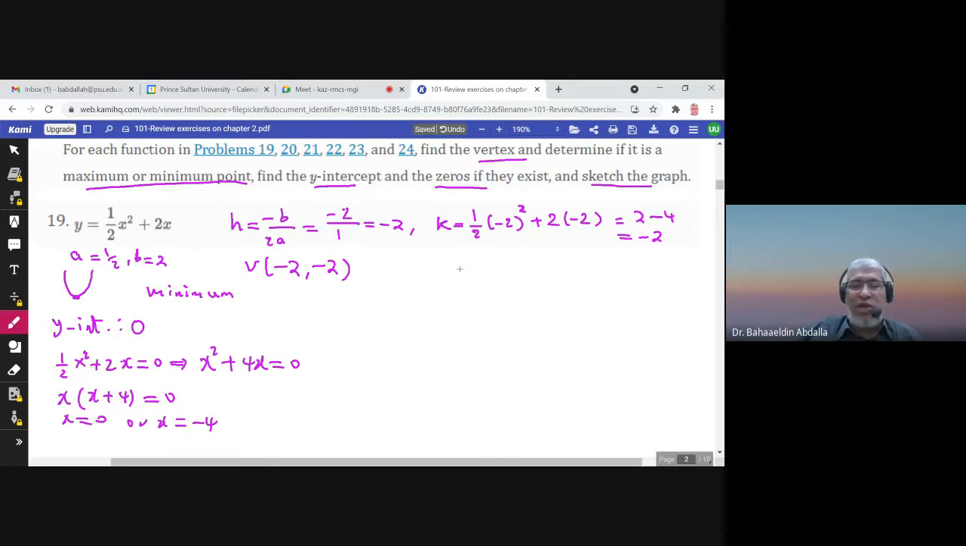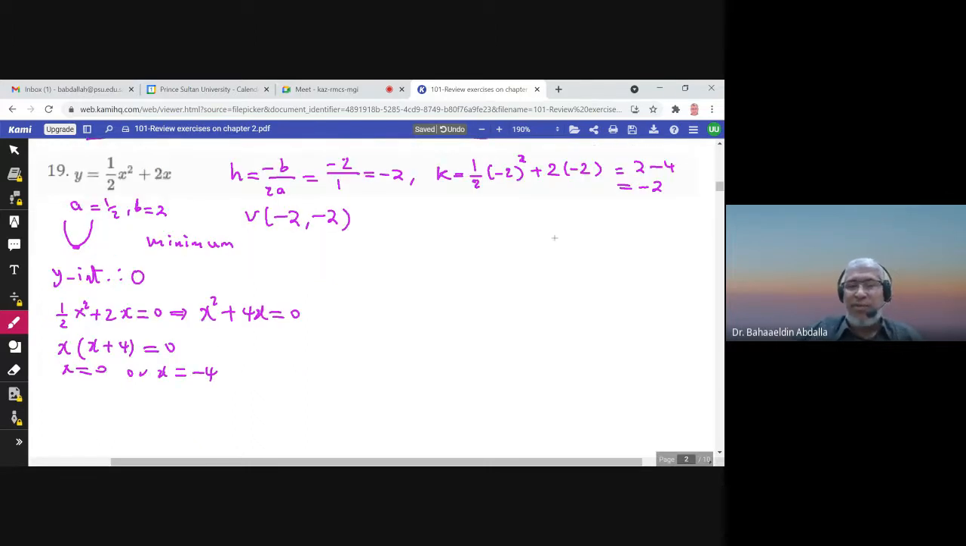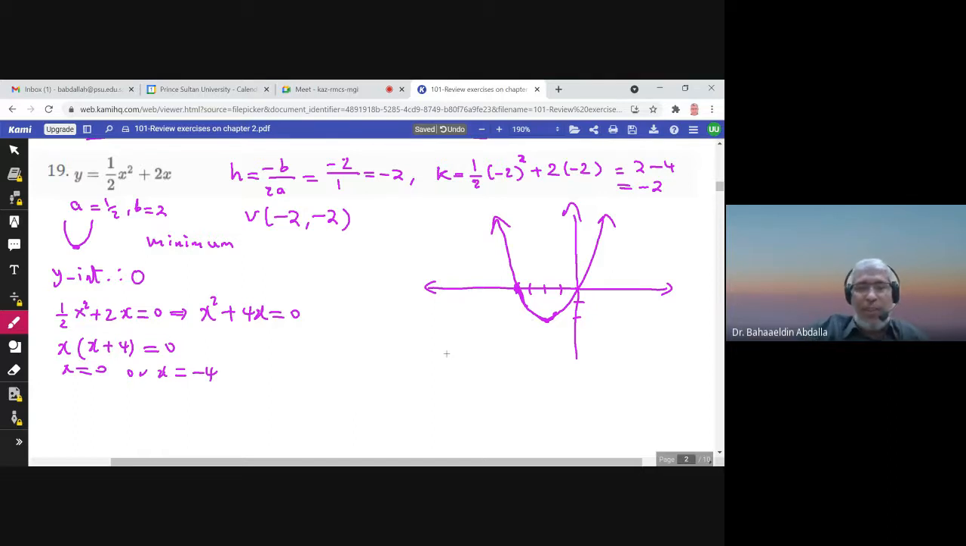Now to sketch the graph of this parabola, the vertex is at (negative 2, negative 2). So this is the vertex, and it opens upwards because a is positive. 0 is one x-intercept, and negative 4 is the other x-intercept. So this is the graph of this parabola.